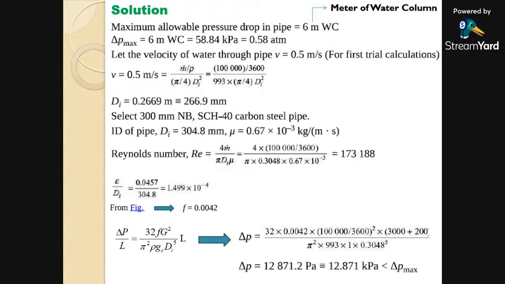We have to carry out the numerous trials, or many trials need to be done to reach the value of the delta P up to 58 kilopascal. And to get the delta P, we have typically used the Darcy equation, which is a function of friction factor. Friction factor is a function of Reynolds number and surface roughness.